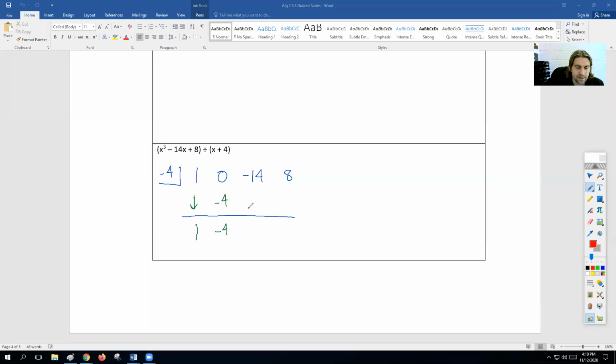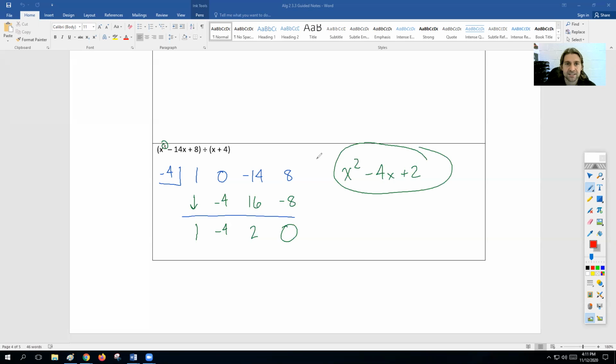Negative 4 times negative 4 is positive 16. Add them together, that'd be 2. 2 times negative 4 is negative 8. Add them together is 0. We're actually going to really like it if it becomes 0 at the end. So our answer: x cubed minus 14x plus 8 divided by x plus 4. We look at our degrees, 3, and we're going to drop it down by 1. So instead of being 1x cubed, it's going to be 1x squared minus 4x plus 2. We don't need to put plus a 0 remainder. We just end it there, and that's the answer.